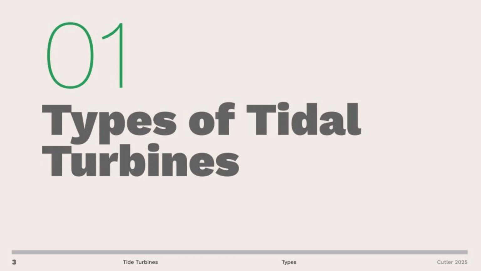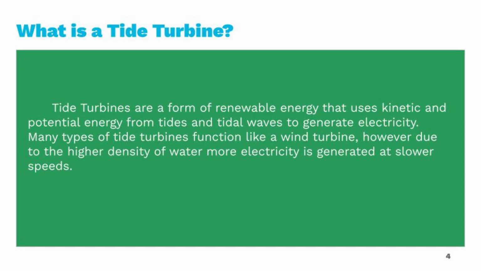So first off, what are tide turbines? They are a form of renewable energy that uses kinetic and potential energy from tides and tidal waves to generate electricity. Many types of tide turbines function like wind turbines. However, due to the high density of water, more electricity can be generated at slower speeds.